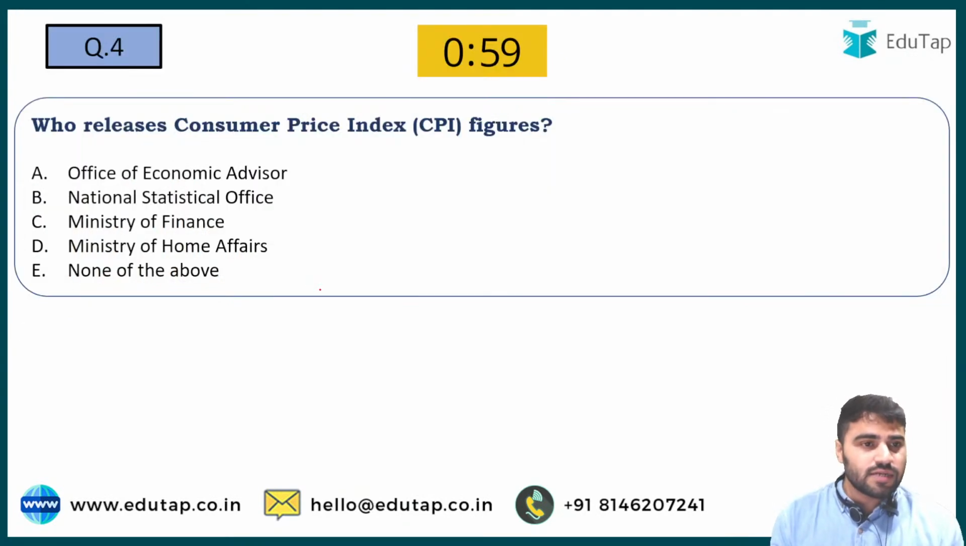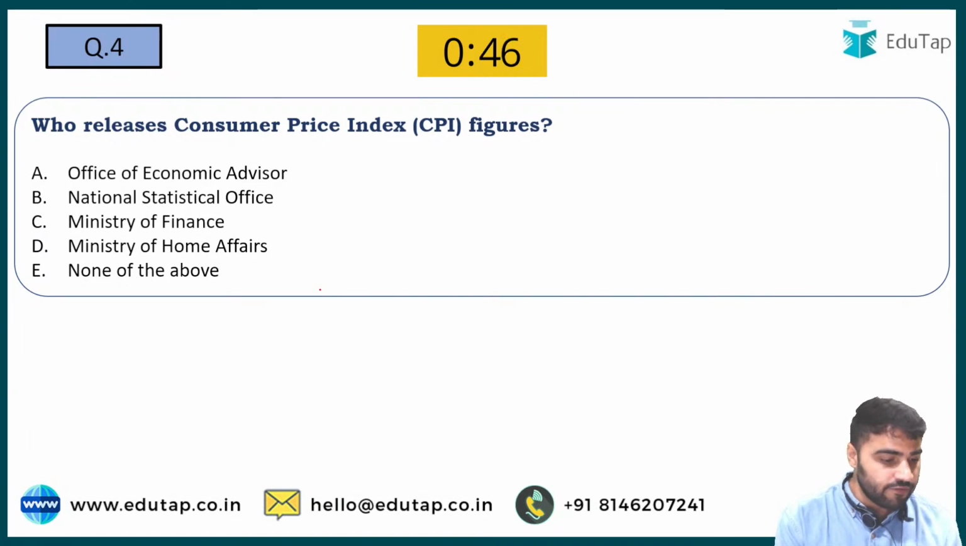So guys, question number four is, who releases consumer price index figures? Your options are Office of Economic Advisor, National Statistical Office, Ministry of Finance, Ministry of Home Affairs, or none of the above. So tell me friends, what is the right answer for question number four? Nilesh is saying four B, Aditi is saying four A, Office of Economic Advisor.